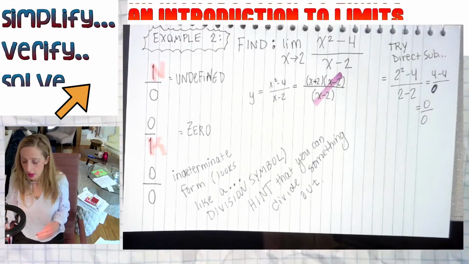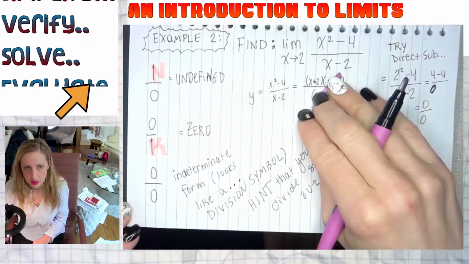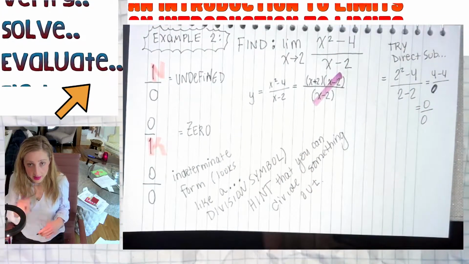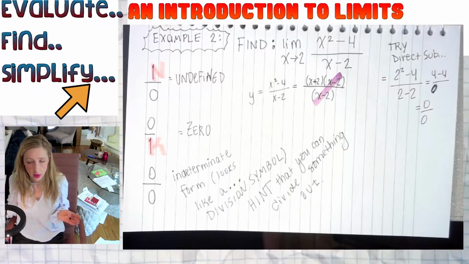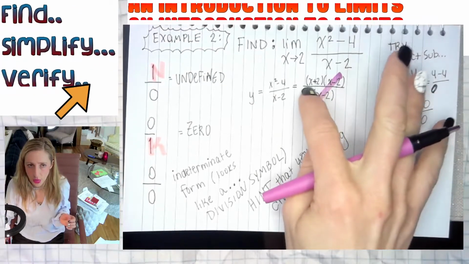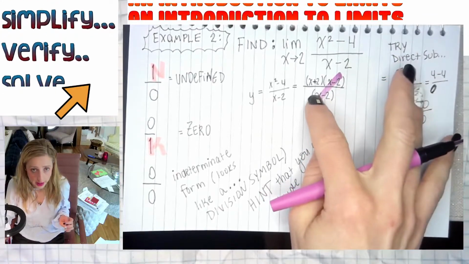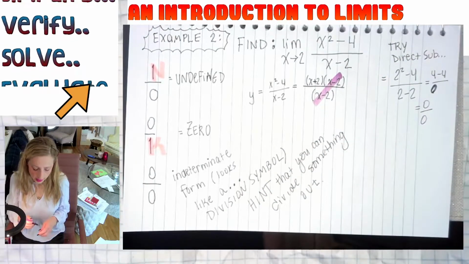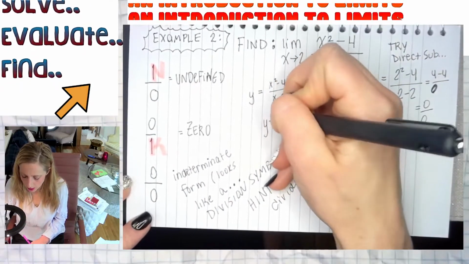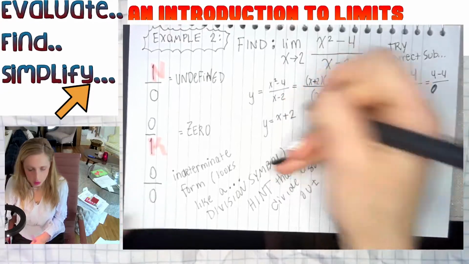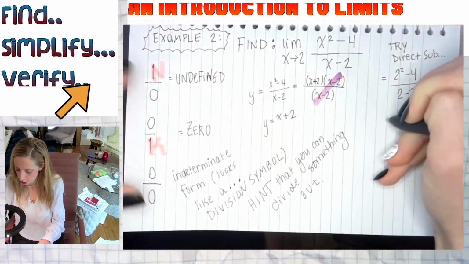What graph? Whatever is left after you cross out and spackle those holes, whatever is left behind, because you got more than one hole, is the thing that your graph will look like. What's left behind is just y equals x plus 2. What is y equals x plus 2 going to be when you graph it?